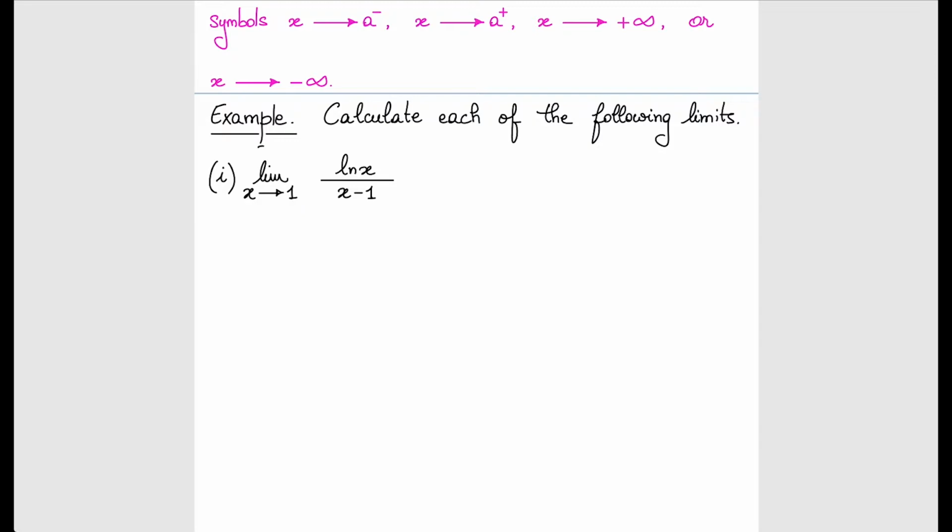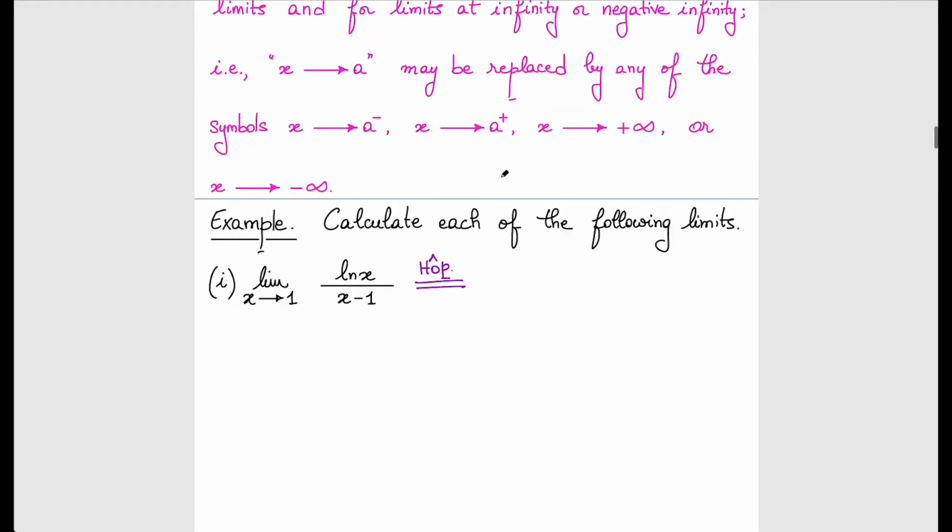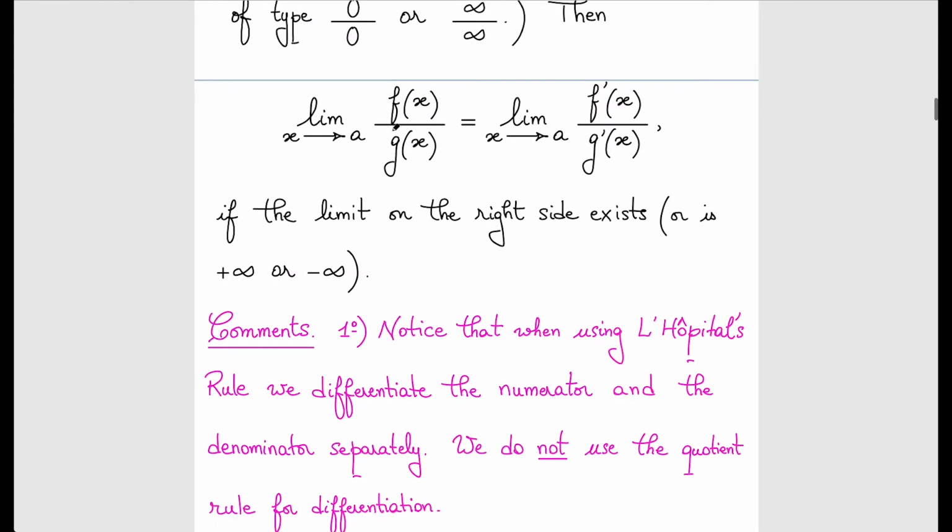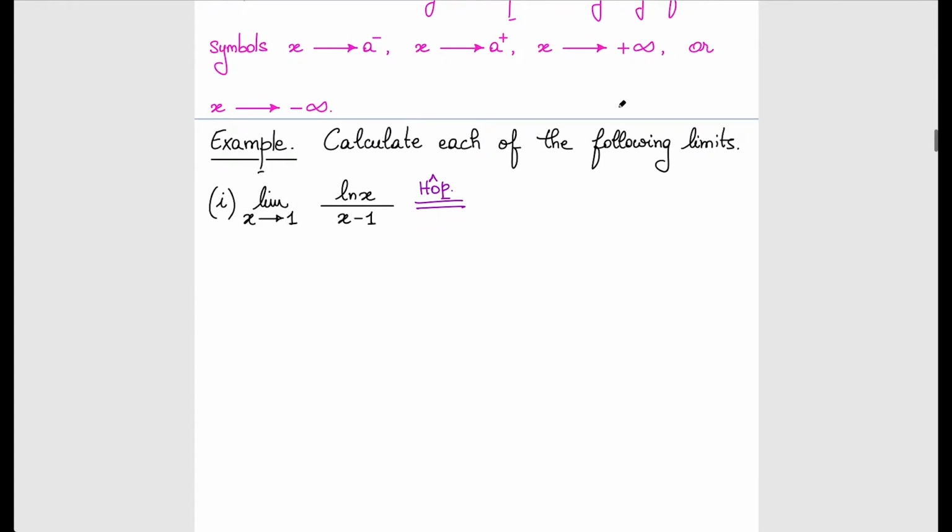Well, it says that this is then equal to, and let me just label this equality HOP for L'Hopital. It says that this limit is the same as the limit of the quotient of the derivatives, right? So this limit is the same as the limit as x goes to 1 of the derivative of the guy upstairs divided by the derivative of the guy downstairs.